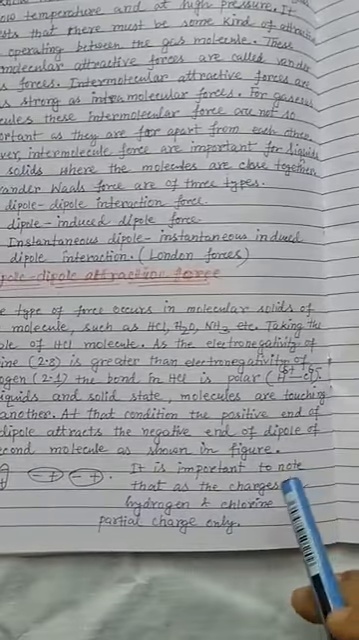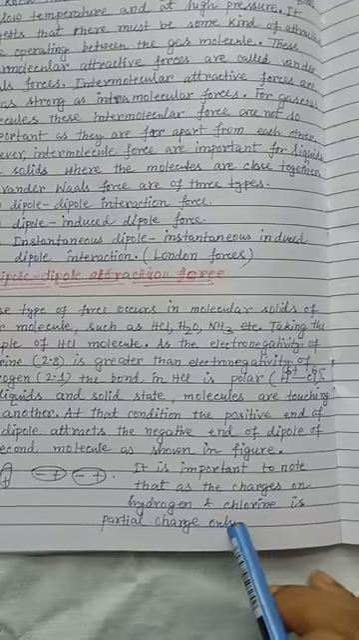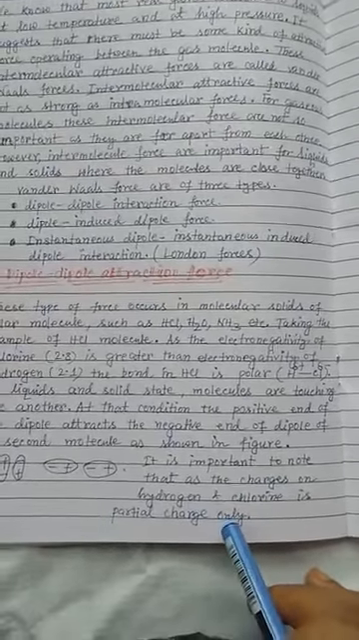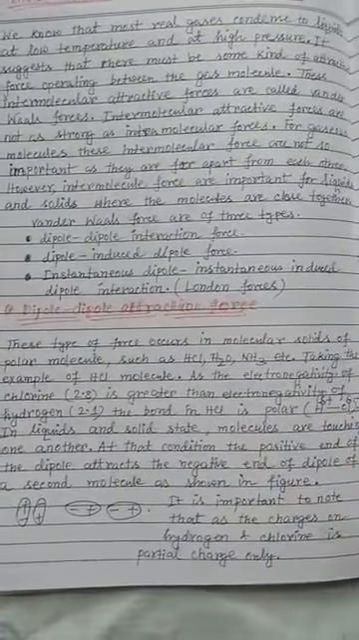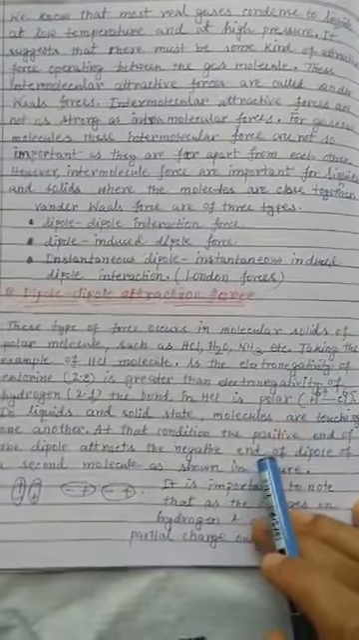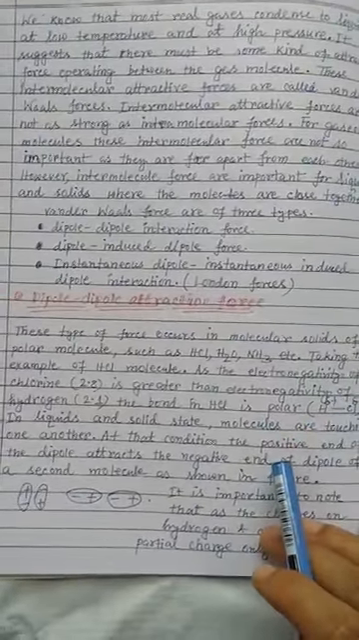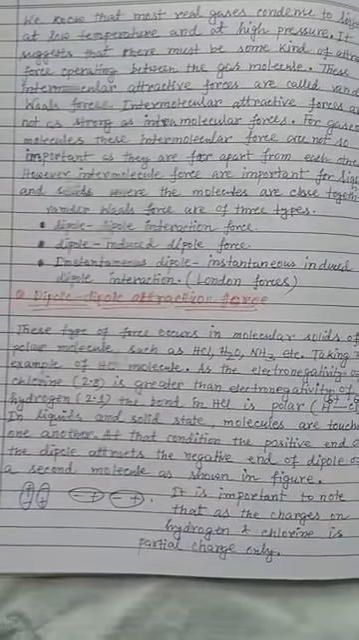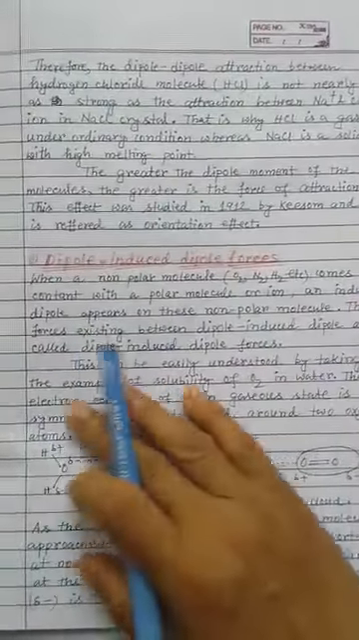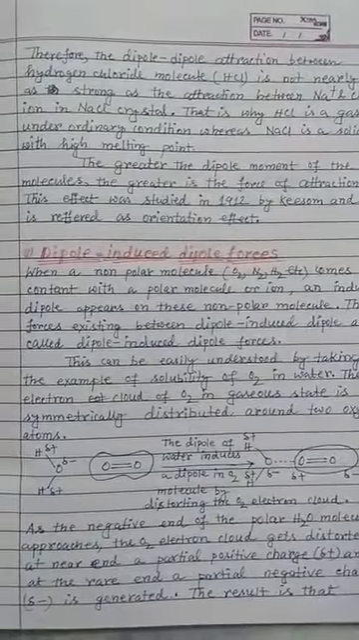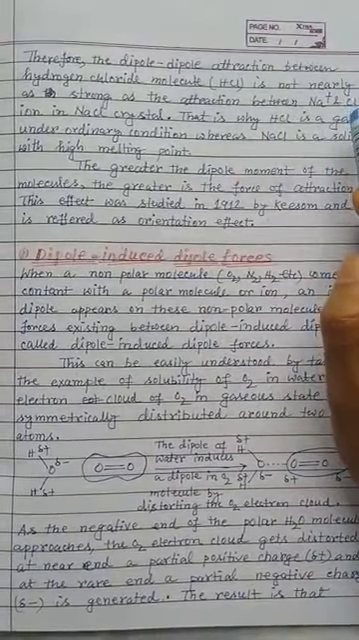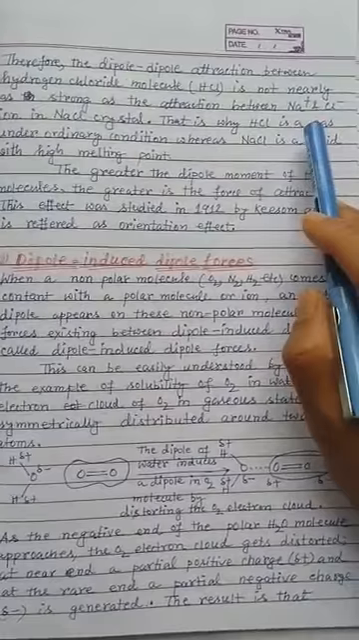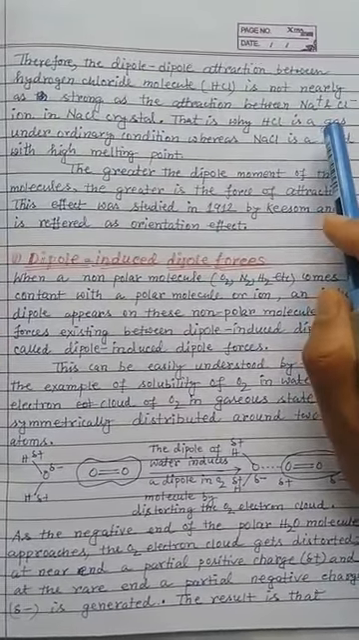It is important to note that as the charges on the hydrogen and chlorine are partial charges only, the dipole attractions we observe here are not very strong. Because of the partial charge separation, these attraction forces are only partial. Therefore, the dipole-dipole attraction between the hydrogen and chlorine molecules in HCl is not nearly as strong as the interaction between the Na plus and Cl minus ions in the NaCl crystal.